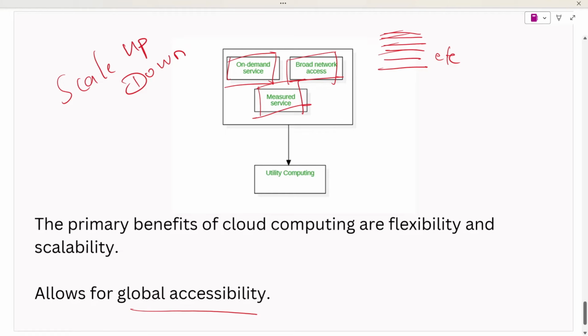For example, sometimes you may need a huge database to store the data and sometimes you may require it in a lesser amount. So you can easily scale the resources according to your needs and you can access the resources wherever you want with the help of the internet. If you have an internet connection, you can easily access the resources wherever and whenever you are in need.